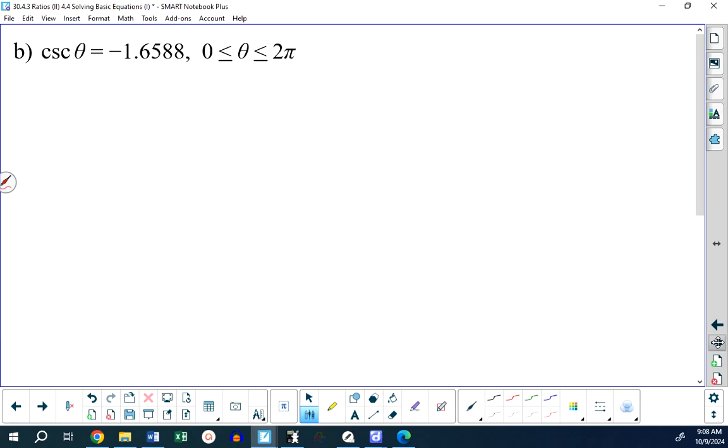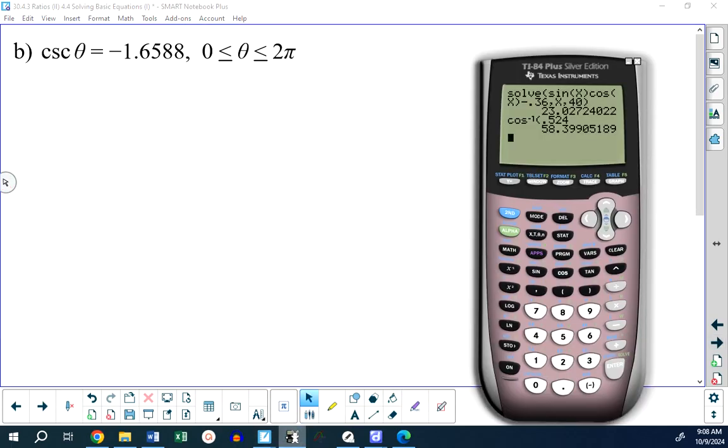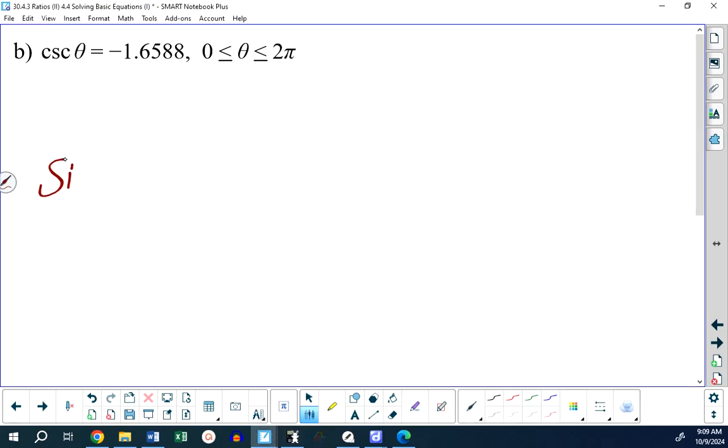So the first thing to note is that if you're going to find a reference angle on your calculator, you can always go inverse sine or inverse cos or inverse tan, but you do not have a cotangent key, so you could never go inverse cotangent. You do not have a secant. You can't go inverse secant. And you can't go inverse cosecant. So we have to use our knowledge of trigonometric reciprocal ratios to write this as a primary trigonometric ratio.